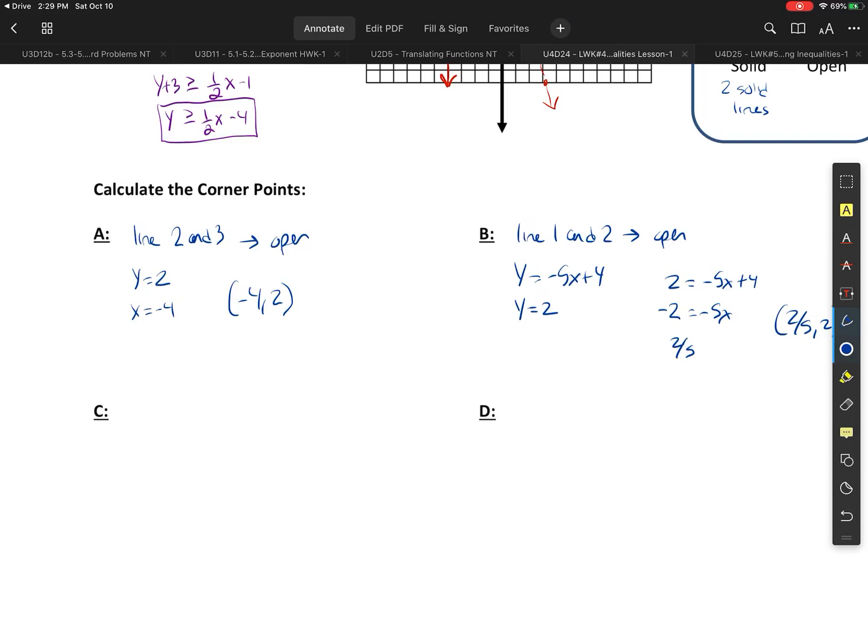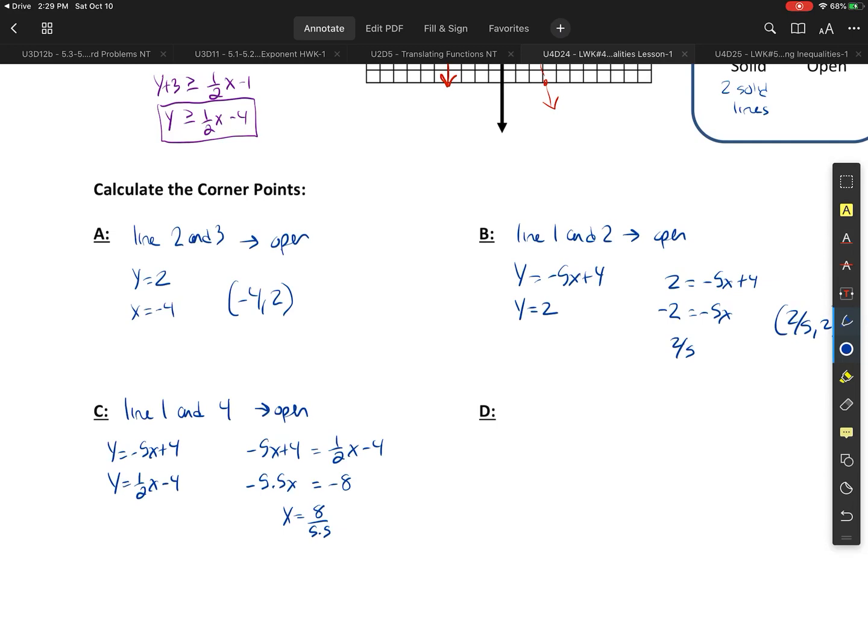Going to corner C. I have line 1 and 4. It is an open corner. I got y equals negative 5x plus 4 and y equals 1/2 x minus 4. So you got your options here. You could do elimination, substitution. Me, they're both equal, so I'm just going to set them equal to each other. Negative 5x plus 4 equals 1/2 x minus 4. Negative 5.5x equals negative 8. x equals 8 over 5.5.